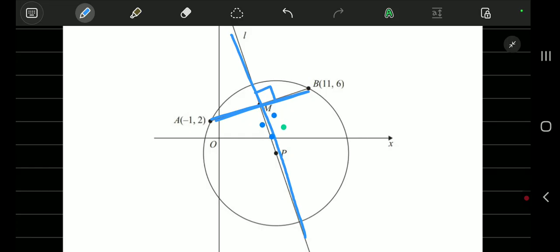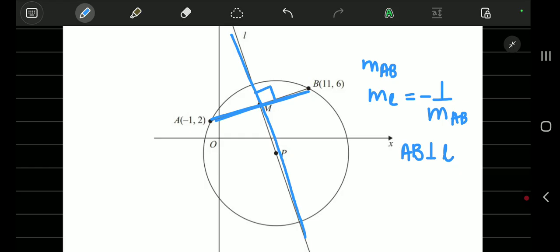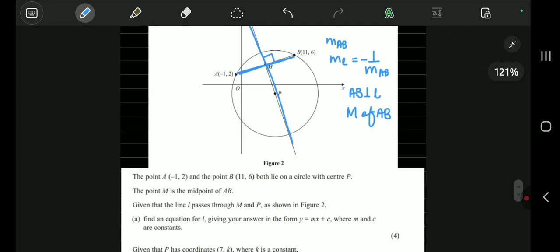So to find the equation of this line L, first we find the slope of AB, then the slope of line L will be the negative reciprocal of the slope of AB, as line AB is perpendicular to line L. Secondly, we always need a point to write the equation for any line. That point is the midpoint of AB, so we need to find the midpoint of AB. This is the whole working we are going to do for this part A.